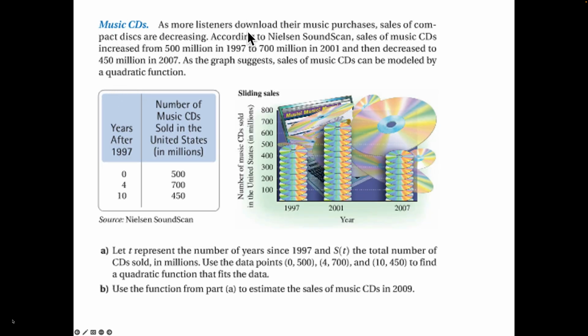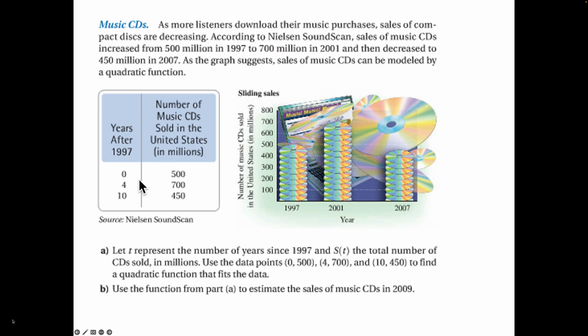Next, music CDs. This is going to be an interesting problem. All right, as most listeners download their music purchases, sales of compact discs are decreasing. According to Nielsen SoundScan, sales of music CDs increased from 500 million in 1997 to 700 million in 2001, and then decreased to 400 million in 2007. As the graph suggests, sales of music CDs are being modeled by a quadratic function. So these are like points, and it's definitely opening down.